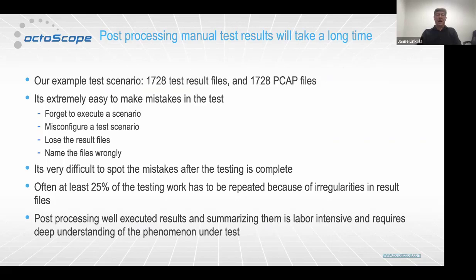So it turns out when you do this manually, and I've done this a lot, it's extremely easy to make mistakes during this test. You forget to execute one of the 288 scenarios, maybe you do execute it, but you had the devices misconfigured. It wasn't quite the scenario that you were intending to test. Maybe you did test it, but you lost the files, or maybe you didn't lose the files, but you named them wrongly.